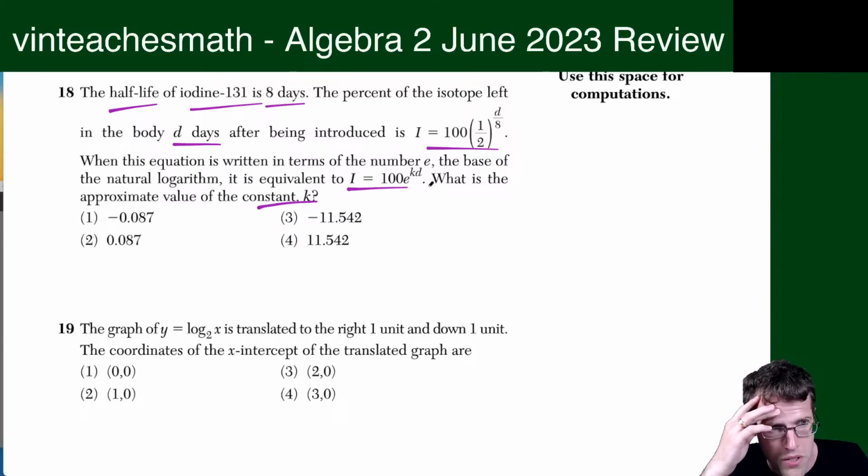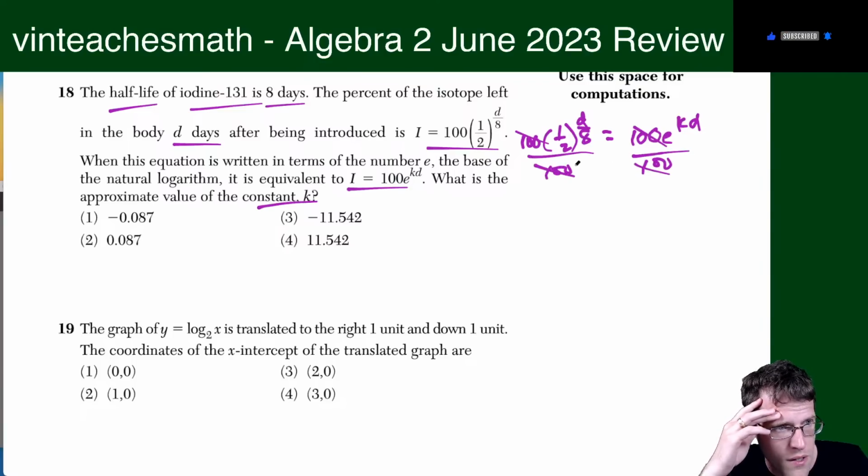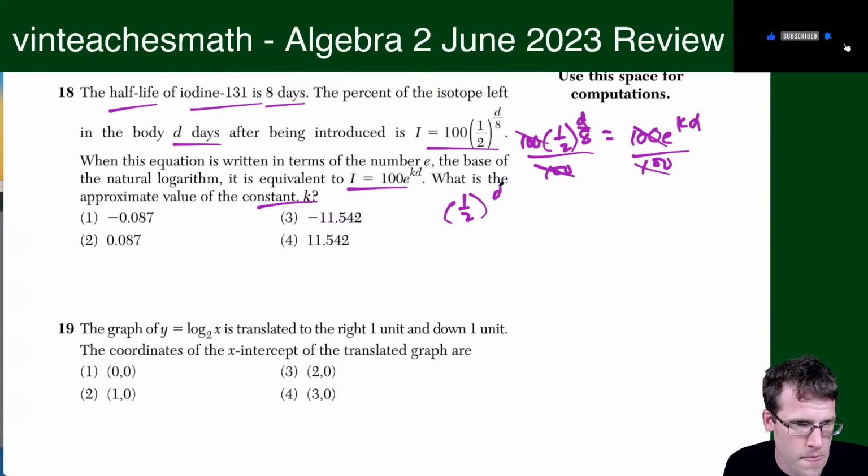So just set those equal to each other. So you're doing 100 times a half to the d over 8 equals 100 e to the kd. So first divide by 100, and this is gone. And now you got 1/2 to the d over 8 equals e to the kd. And now natural log both sides. You could use any log you want, but I like natural log because it'll get rid of e.